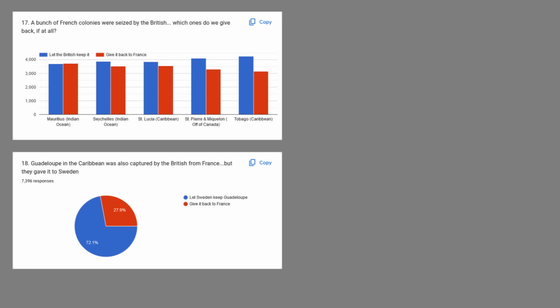Guadeloupe, that's one of the two. I don't know French. During the Napoleonic Wars, the British seized the island but gifted it to Sweden in 1813. So I asked whether you guys would give it back to France or let Sweden keep it, and most of you decided it would stay Swedish.